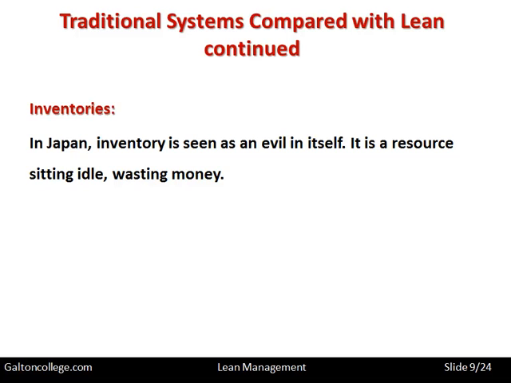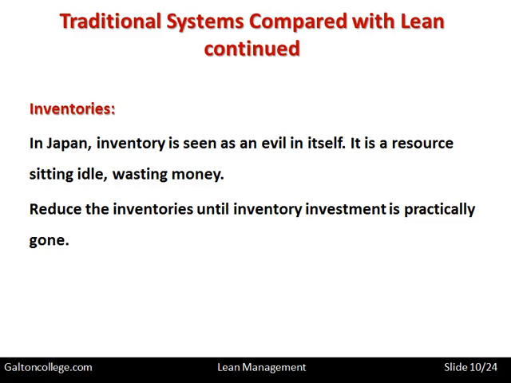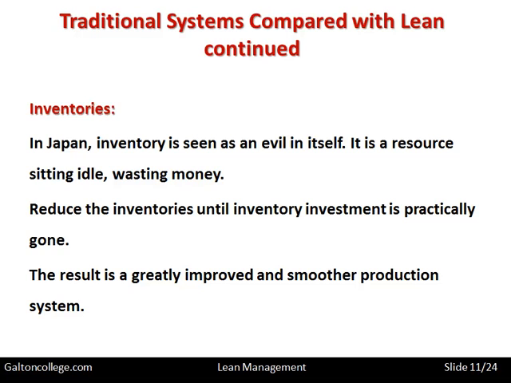Now that would be the extreme, but some companies who attempt to practice lean management would still prefer to have a small amount of stock. It's a security thing, just in case something happens. So the idea is to reduce inventories until inventories have almost gone. That's a big part of lean management. So there would be a much smoother production system.